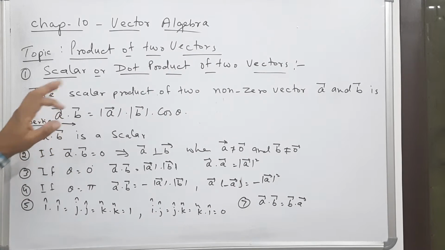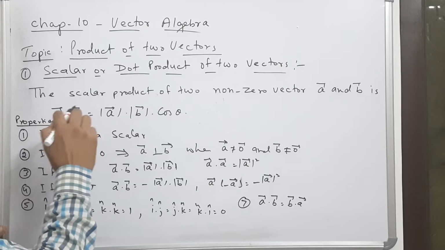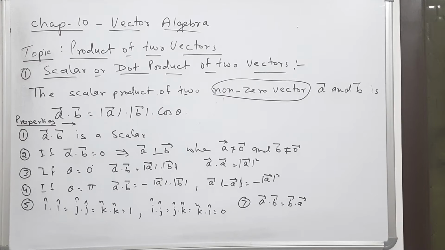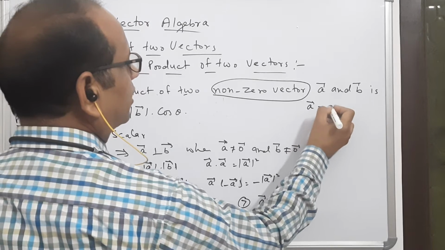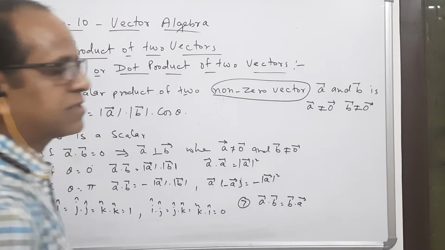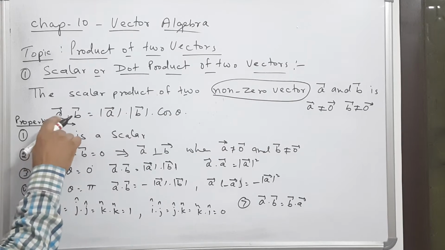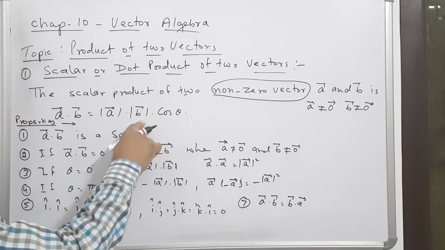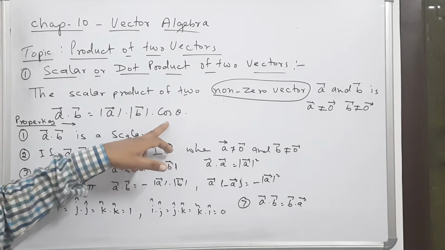Now see, what is the meaning of this? What is the scalar product or dot product? The scalar product or dot product of two non-zero vectors. That is a very important part. Non-zero vectors means vector A is not equal to zero vector and vector B is not equal to zero vector. So what is the dot product now? Vector A dot vector B is the magnitude of A times the magnitude of B times cos theta, and here theta is the angle between the two vectors.